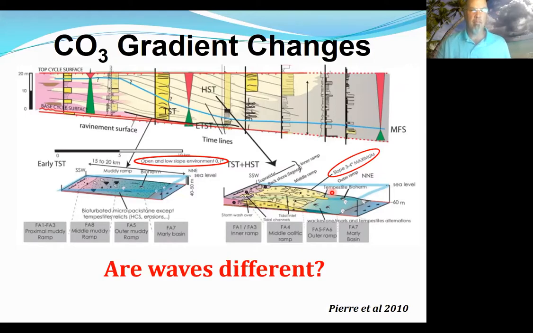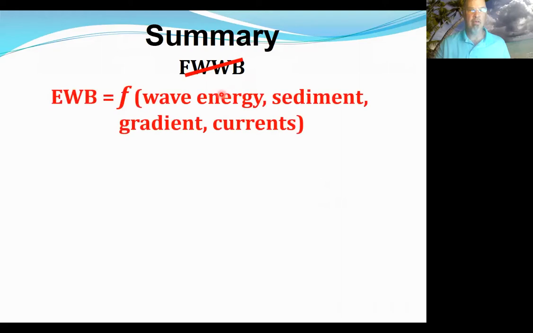Okay, so to wrap it up, I'll give you a graphic summary because I've been rambling on for a while now, but I would argue that fair weather wave base is a figment of our imagination. So we can cross that one out. Effective wave base is a function of wave energy. It's also a function of the sediment that's available, and in carbonate systems, we need to think about that. It's a function of gradient, not to mention any currents, which can add or modify orbital velocity or initiation of sediment transport.